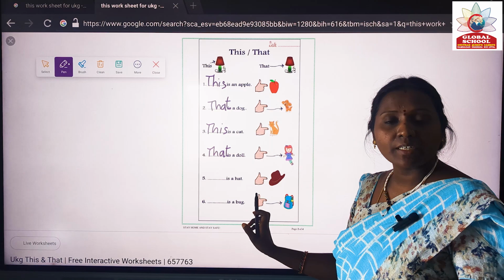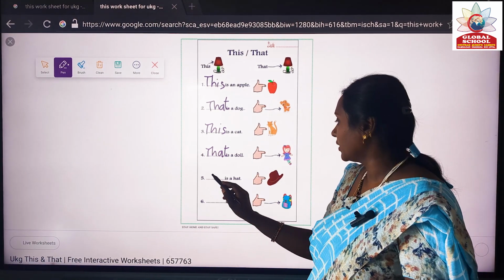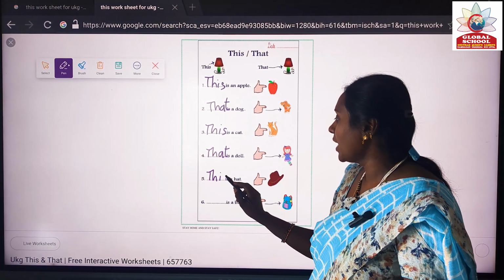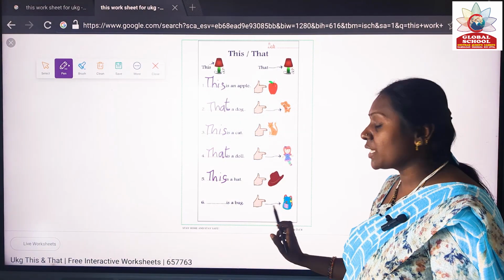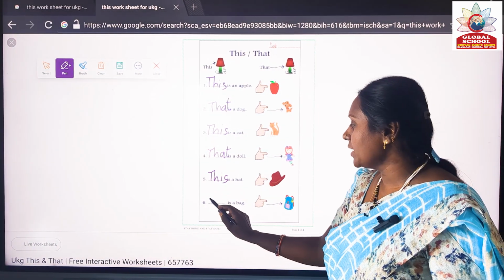___ is a hat. This is a hat. ___ is a bag. That is a bag.